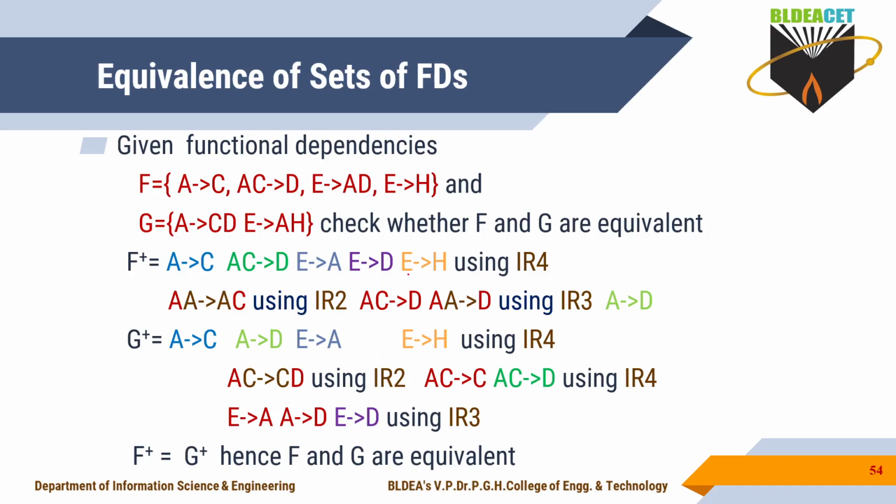Next is E determines H. Yes, E determines H is there and E determines H is here also. So now, after finding the closure of F and G, I get to know that both are equivalent. The same set of functional dependencies is available in the closure of F and also in the closure of G. That's why these two are equivalent. Hence F and G are equivalent. In this way, we have to check whether two sets are equivalent, after finding the closure of both functional dependency sets. So this is about the equivalence of sets of functional dependencies.